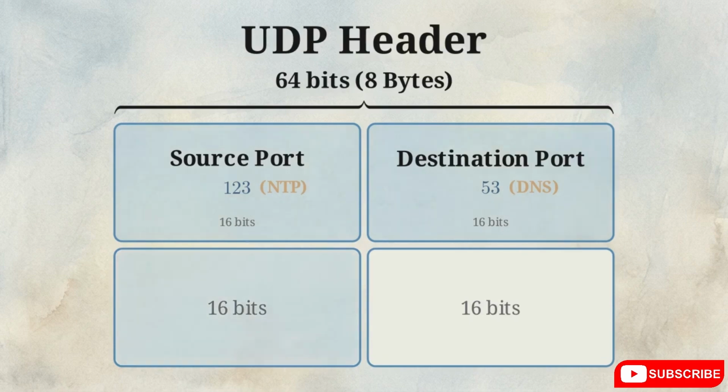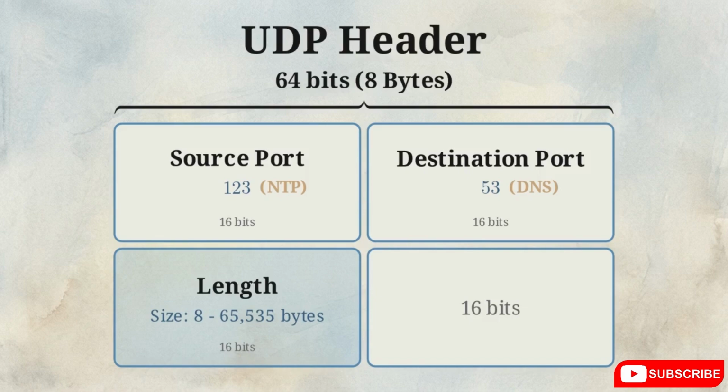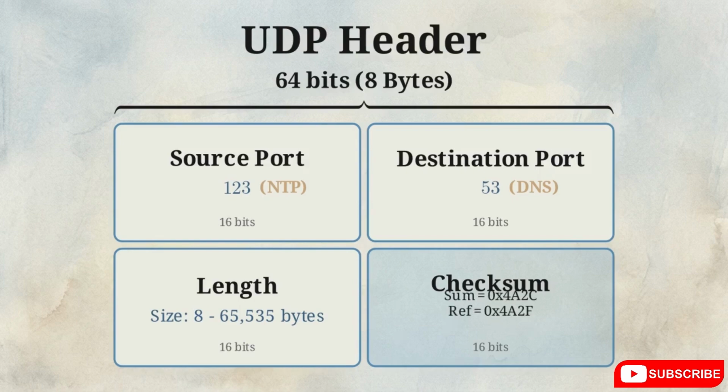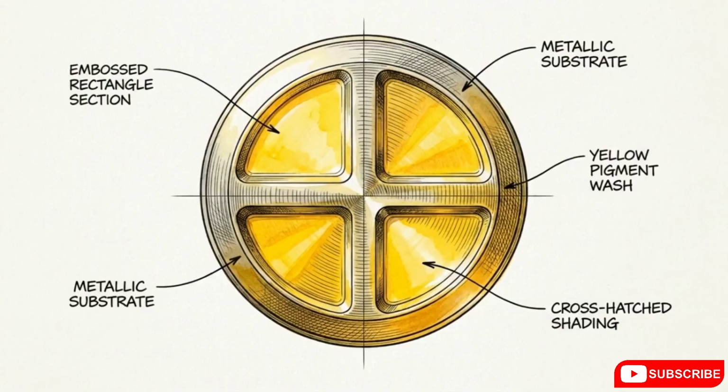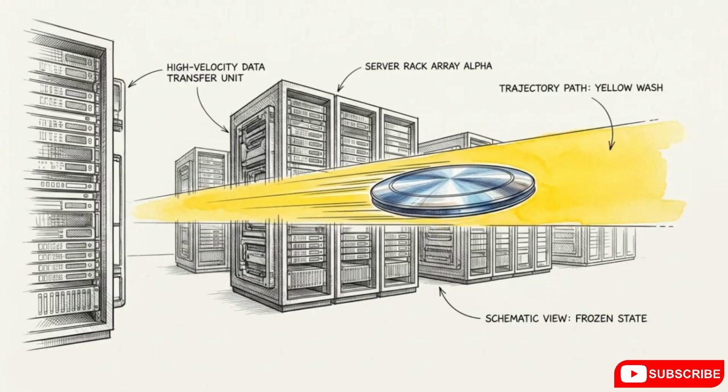Moving to the lower left, the length field simply specifies the total size of the datagram, combining the 8-byte header and the payload. Finally, the lower right quadrant holds the checksum. This is an error detection mechanism. If the data is corrupted in transit, the calculation fails and the receiver silently discards the packet. And that is the entirety of UDP, 4 fields, 8 bytes. It provides the absolute minimum required for application routing, actively sacrificing any guarantee of delivery in exchange for maximum velocity.